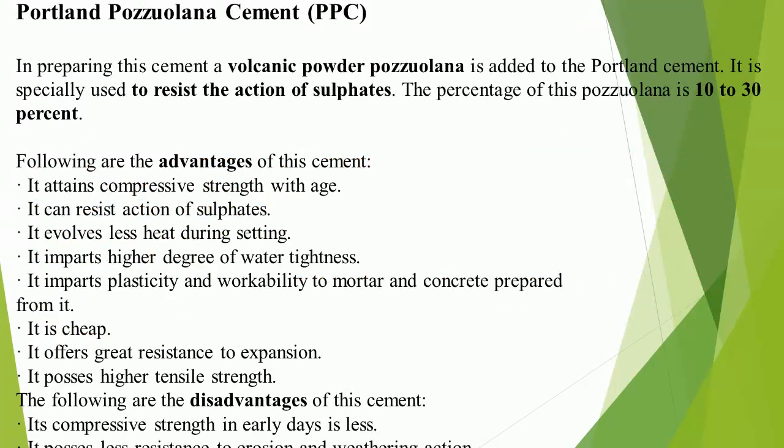Portland Pozzolana Cement, PPC. In preparing this cement a volcanic powder pozzolana is added to the Portland cement. It is specially used to resist the action of sulfates. The percentage of this pozzolana is 10 to 30%. Following are the advantages of this cement. It attains compressive strength with age. It can resist action of sulfates.